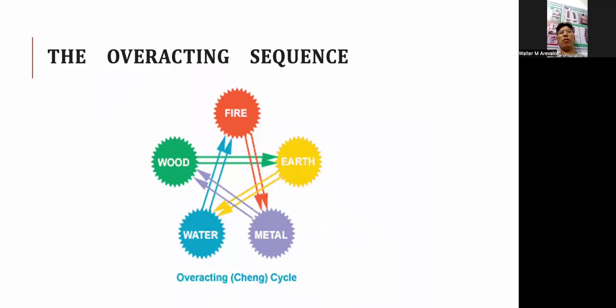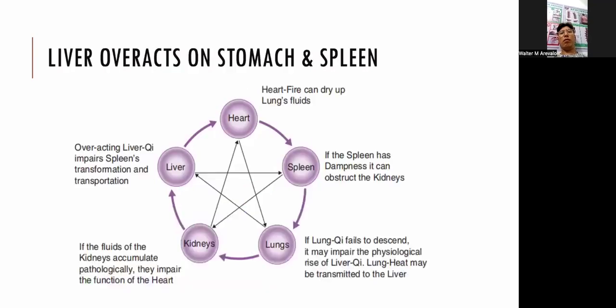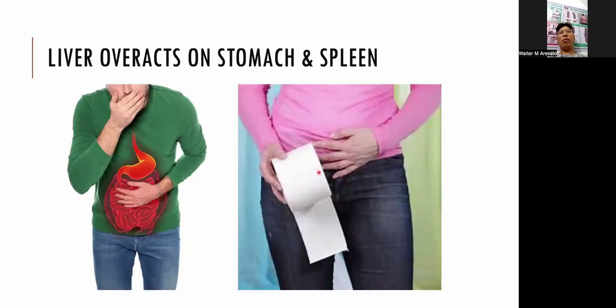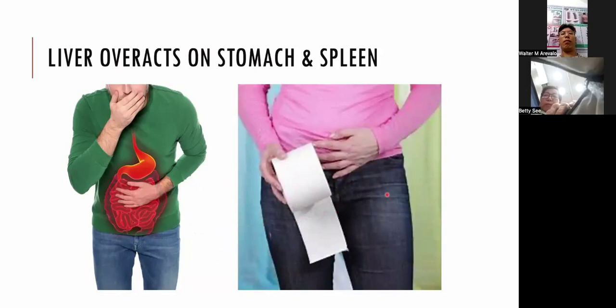Similar to the physiological relationships, the overacting sequence relationships can be explained in terms of internal organ pathology. If liver qi stagnates, it invades both the stomach, impairing its function of rotting and ripening, and the spleen, impairing its function of transforming and transporting. In particular, when liver qi invades the stomach, it prevents stomach qi from descending, which causes nausea, and it prevents spleen qi from ascending, which causes diarrhea.